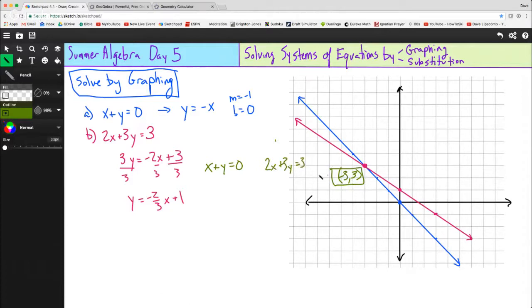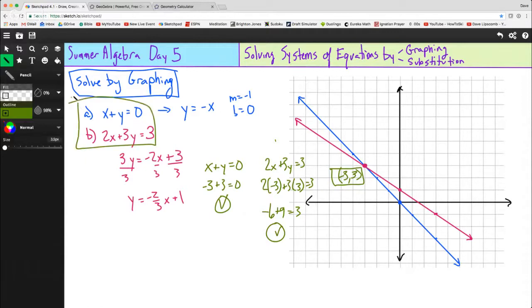works. -3 for x, 3 for y. What does -3 for x plus 3 for y equal 0? And the answer is yes. -3 plus 3 is 0. So now it's 2 times -3 plus 3 times 3 equal to 3. Well, is -6 plus 9 equal 3? And the answer is -6 plus 9 does equal 3. Check. So we have successfully solved this system of equations by graphing.